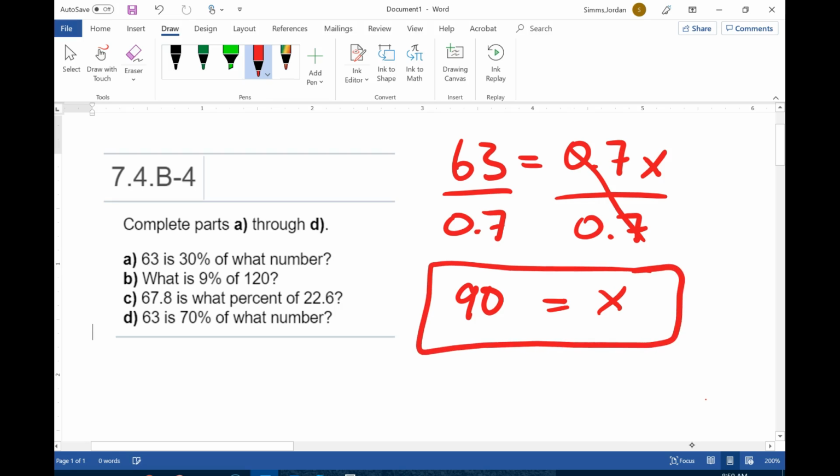I hope that helps. It's really just modeling and just using those two little tips. "Is" means equals, "of" means multiplying, and you should be able to go from there.